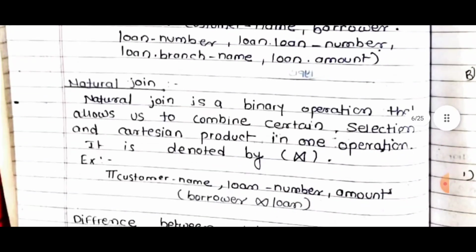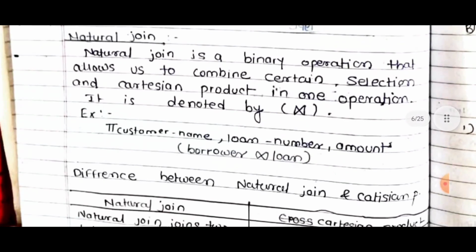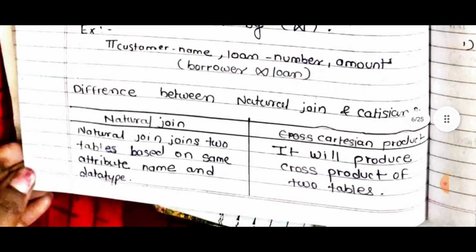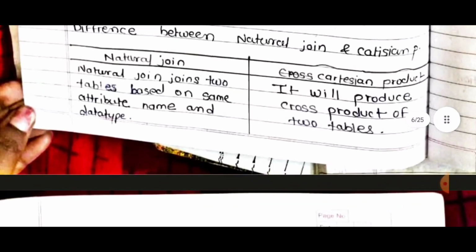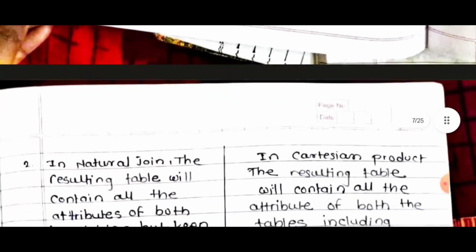Natural join is a binary operation that allows us to combine certain selections. It is denoted by this symbol, and the example is given below. Difference between natural join and Cartesian product. Natural join joins two tables based on the same attribute name and data type. And Cartesian product will produce the cross product of two tables.